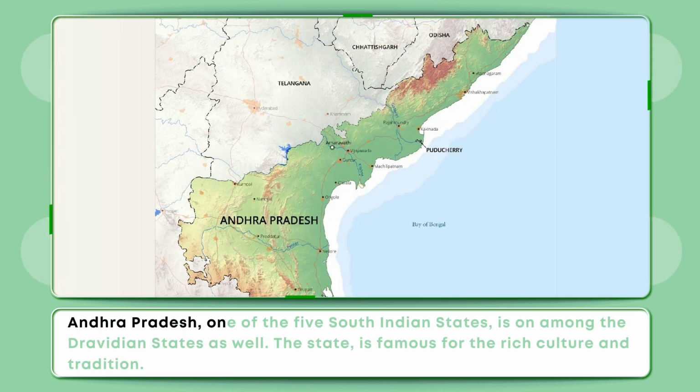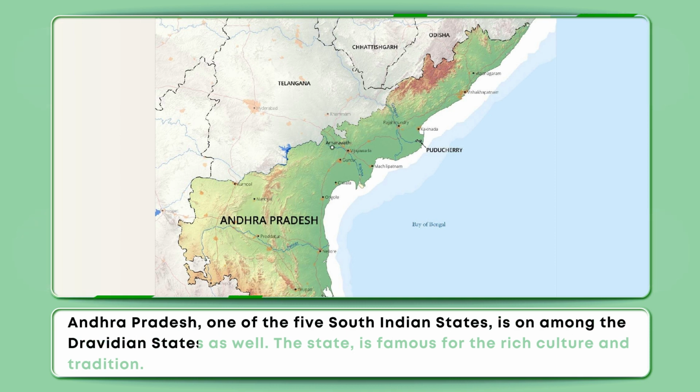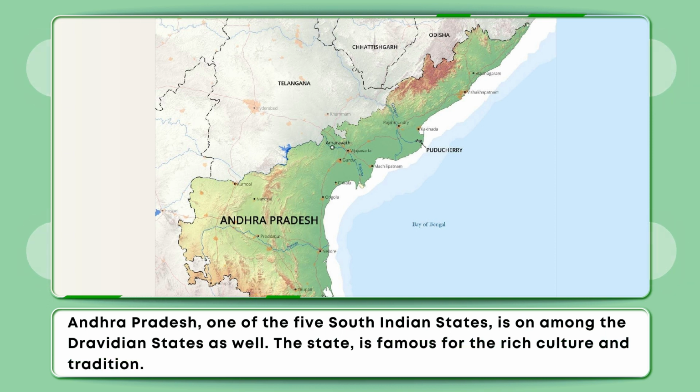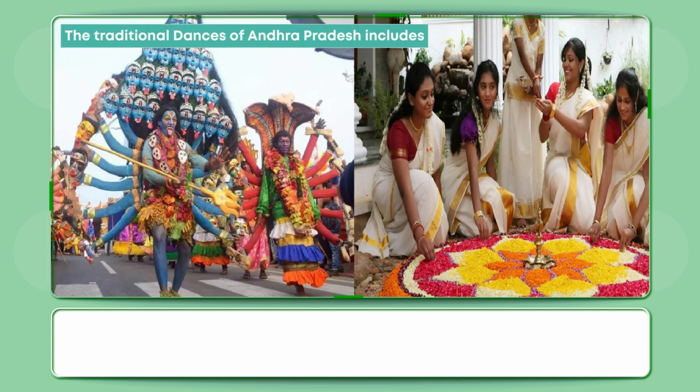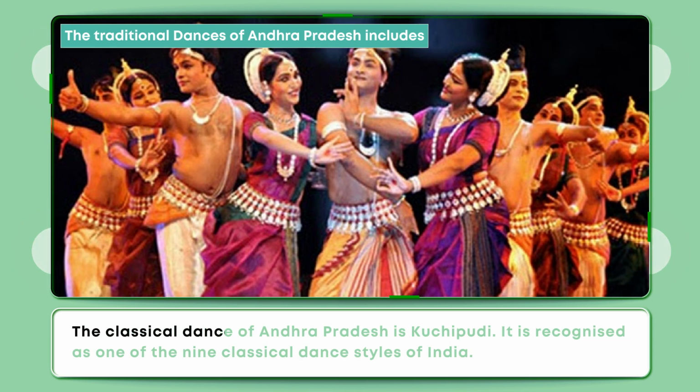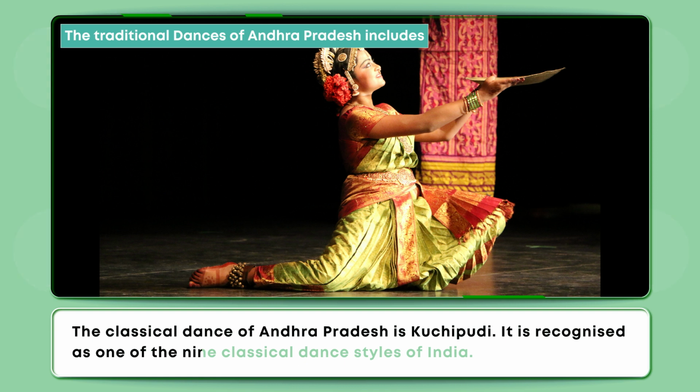Andhra Pradesh, one of the 5 South Indian states, is among the Dravidian states as well. The state is famous for its rich culture and tradition. The traditional dances of Andhra Pradesh include the classical dance of Andhra Pradesh, Kuchipudi. It is recognized as one of the 9 classical dance styles of India.